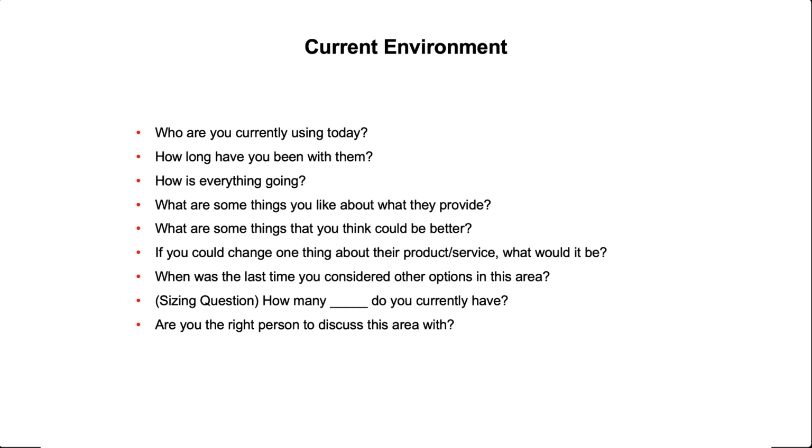So what I just showed you there were examples for selling cars, but in previous chapters of the Smart Sales System, we've shown you current environment questions and a current environment questions building block, and those are really great for pre-qualifying. What are you using today? How long have you been with them? How's everything going? What are some things you like? What are some things you don't like? And so on. So these are just identifying what's going on with the current environment. Those can definitely help you to pre-qualify.